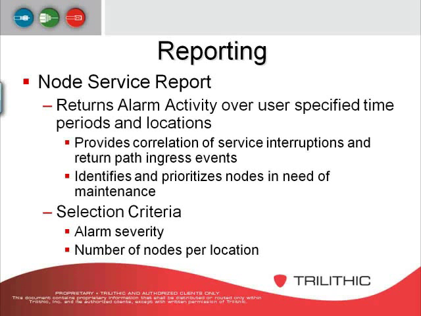So now that we've looked at the monitoring tools, now we need to be able to generate reports. So what we do is we print out, or have the ability of printing out, node service reports. So it returns alarm activity over a user-specified time period and locations. It provides a correlation of service interruptions and return path ingress events, and identifies and prioritizes nodes in need of maintenance. It's kind of what I've been talking about.